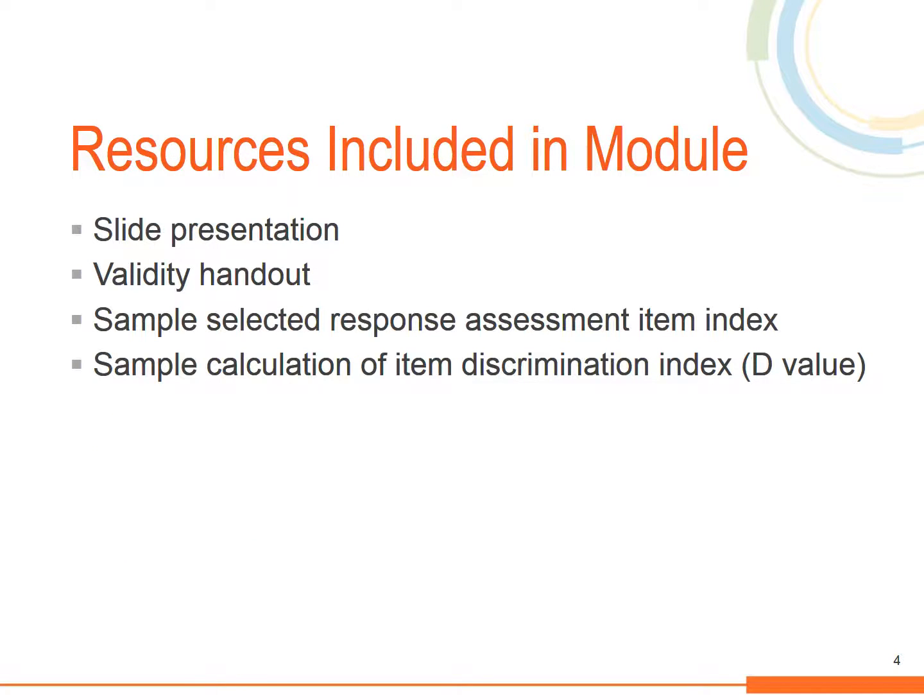This module includes several different resources, including this slide presentation, a validity handout known as Assuring Assessment Validity, a sample selected response assessment item index, or Appendix A as it's labeled, and a sample calculation of item discrimination index, the D value, or Appendix B as that one's labeled.